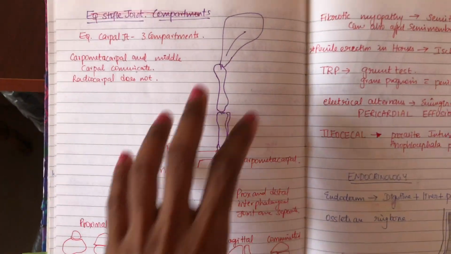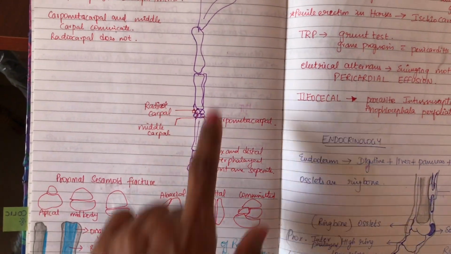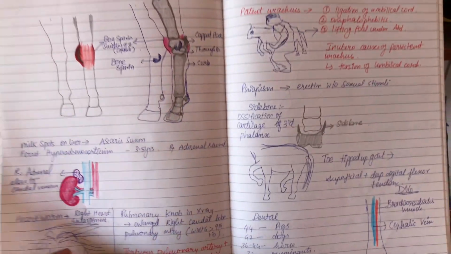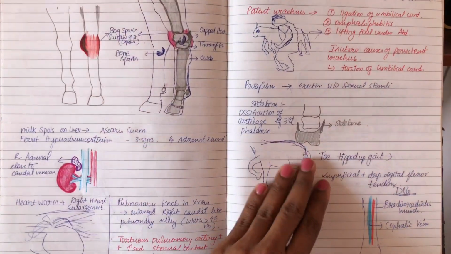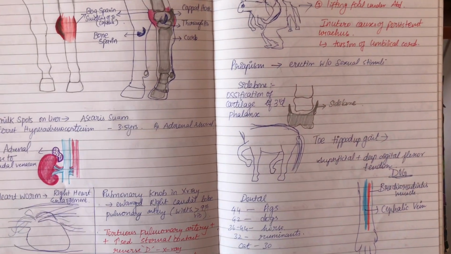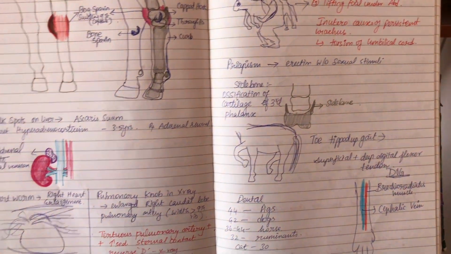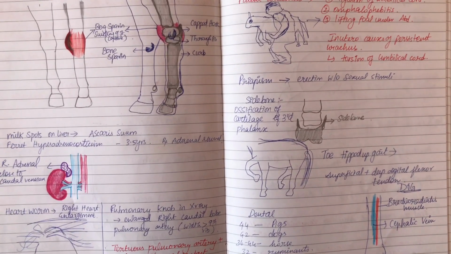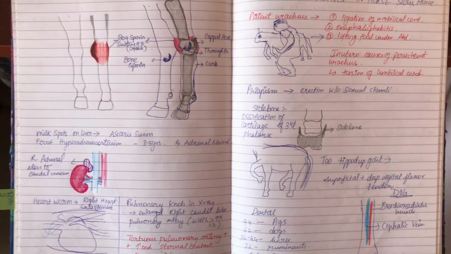And in this page again you can see I have drawn a forelimb anatomy, and I have drawn different sesamoid fractures, suspensory ligaments and knee conditions, gait abnormalities, etc. And the amount of effort you put in to remember things will definitely reflect in your marks.